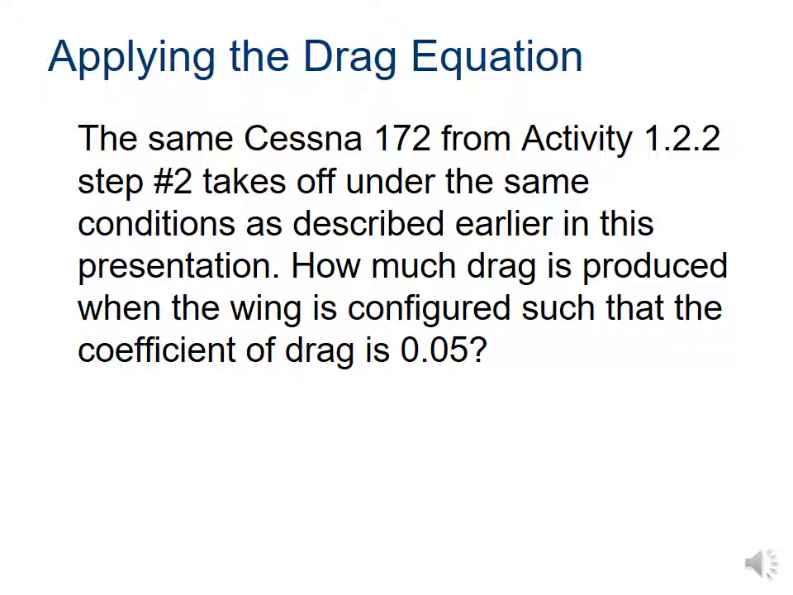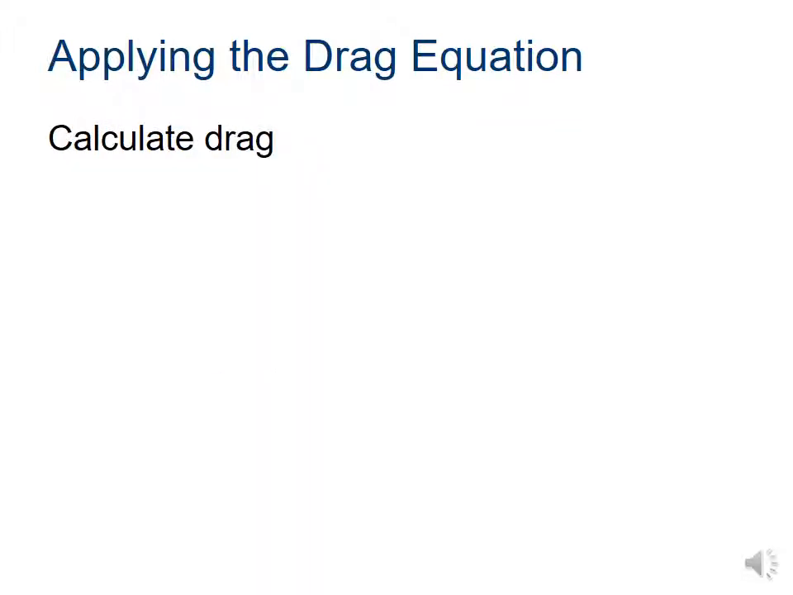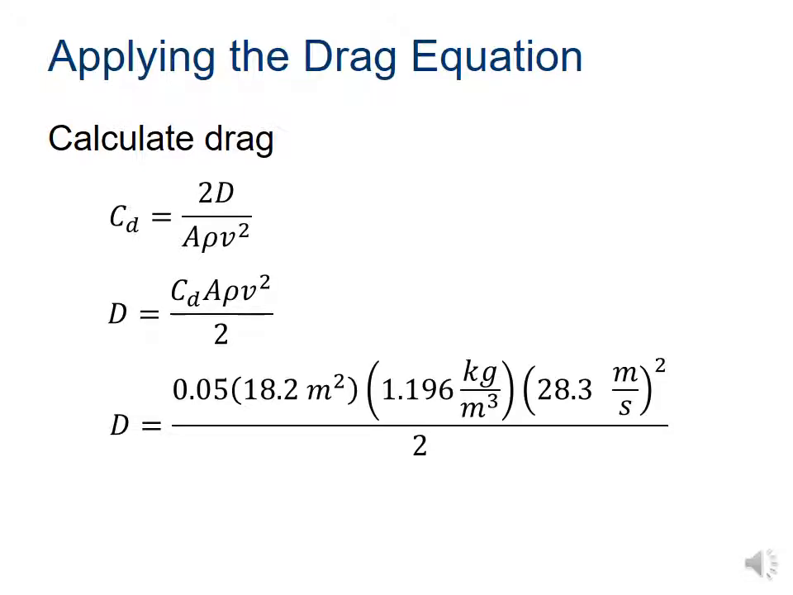Let's apply the drag equation to a problem. The same Cessna 172 from activity 1.2.2, step number 2, takes off under the same conditions as described earlier in this presentation. How much drag is produced when the wing is configured such that the coefficient of drag is 0.05? First, we'll rearrange the equation for drag, capital D, by multiplying both sides by A rho v squared and then dividing by 2. We will insert the values for all the variables, again making sure they're in the corresponding units. We get a drag of 436 newtons.